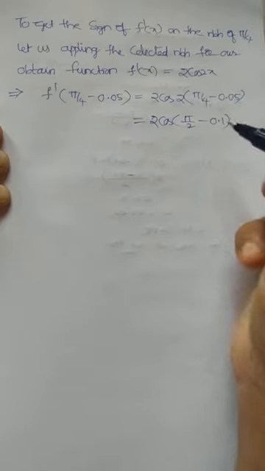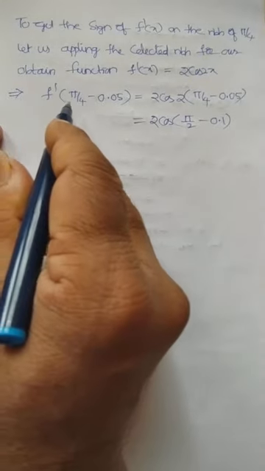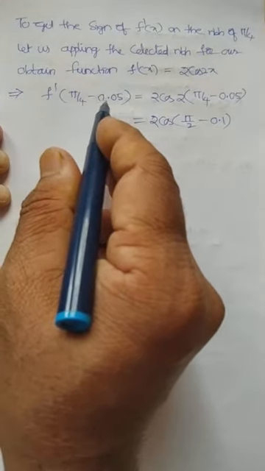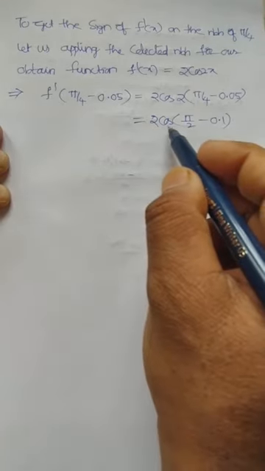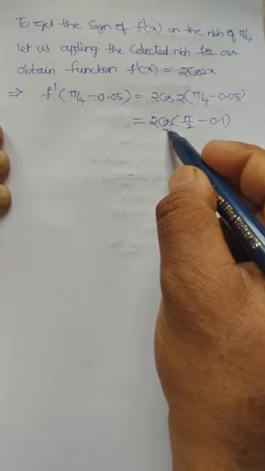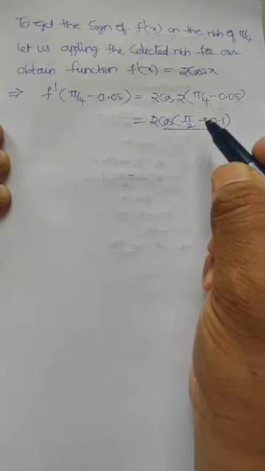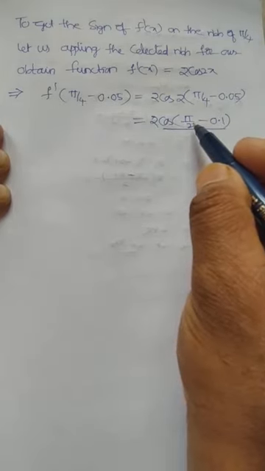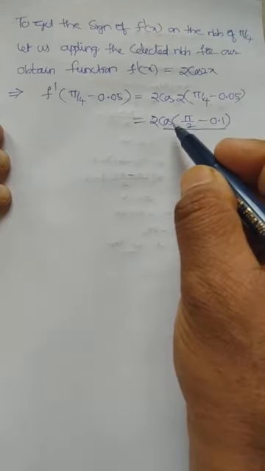Now this f dash of pi by 4 minus 0.05 value depends on 2 into the cos of pi by 2 minus 0.1. The cos of pi by 2 minus 0.1, what is the angle for the cos?